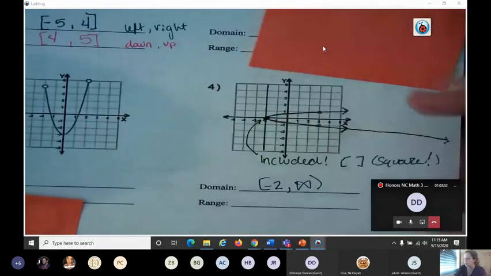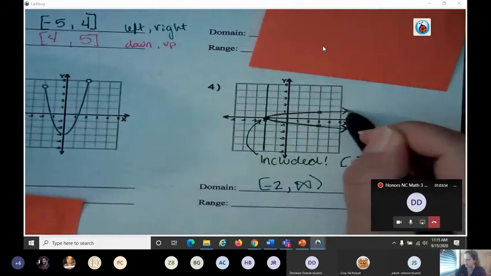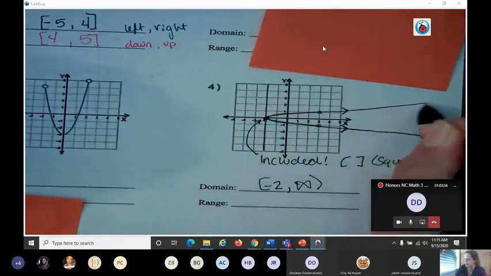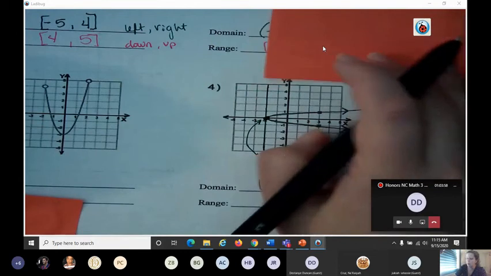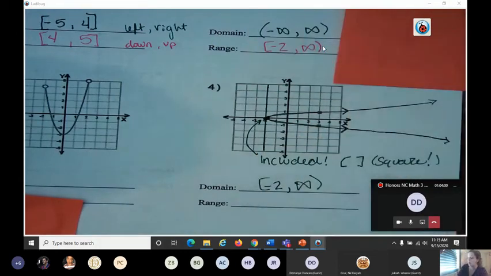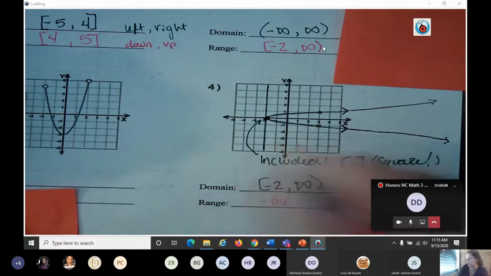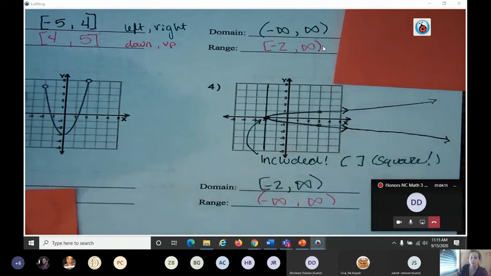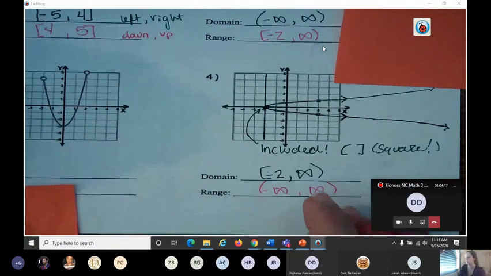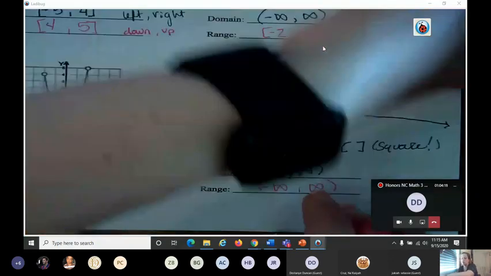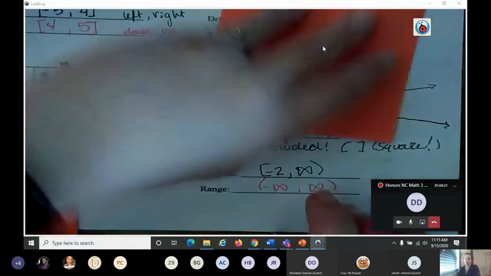Same thing up here. This is going to go slightly up as we go to infinity. So there's nowhere I can put this card and the function not hit the card. So this means that my range is going to start at -infinity because that's the lowest you can go, and go up to positive infinity, which is the highest we can go. And then we always use round brackets with infinity. So what questions do you guys have on number 4?